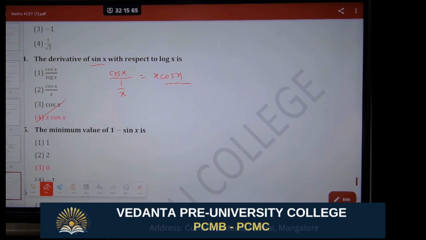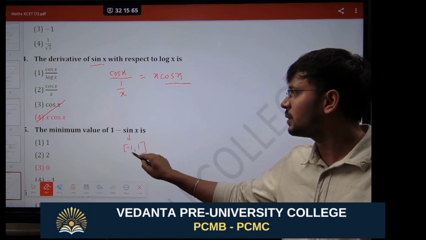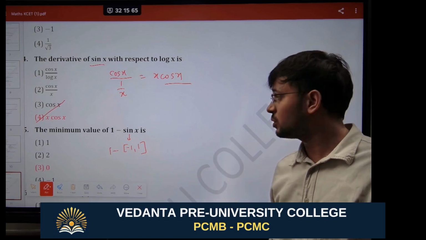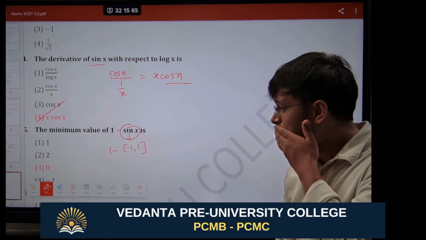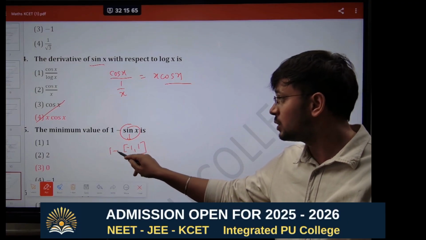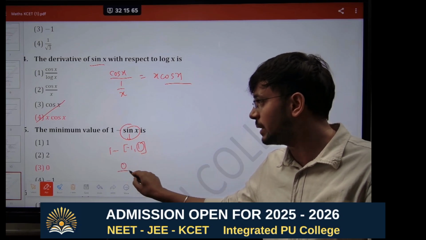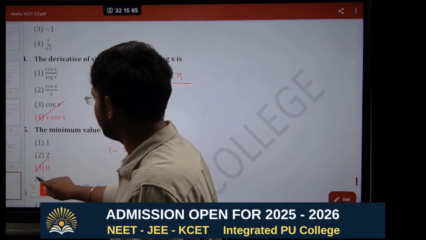Next, minimum value of 1 minus sin x. We know that sin x goes from minus 1 to 1. I want the minimum. So to get the minimum, what should I do? If I take minus 1, then 1 minus of minus 1, it will be 2. So to get the minimum, I need to take 1. So 1 minus 1 is 0. The minimum value has to be 0.